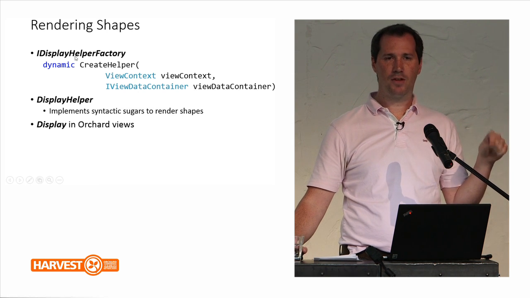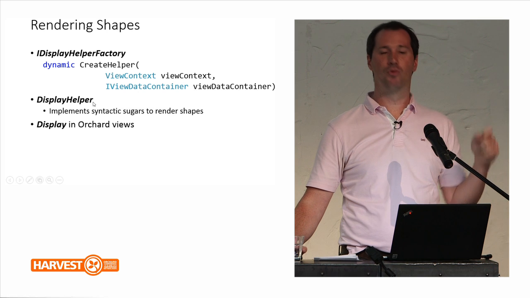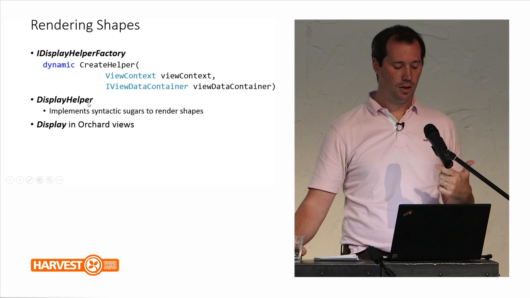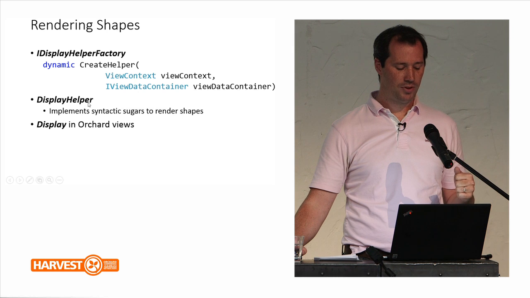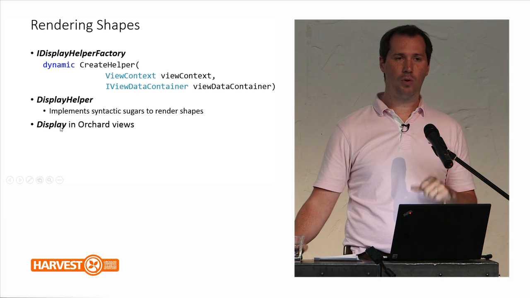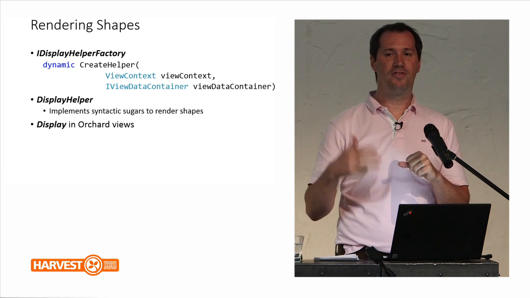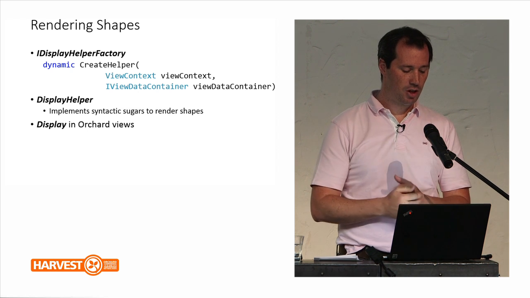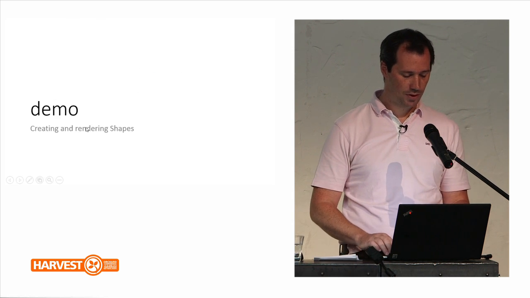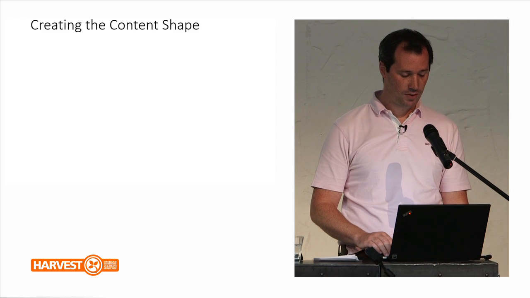So you saw IShapeFactory. And this one, the display helper, is an object to render shapes. So we saw how to create them, and to render, it's a display helper instance. And this display helper instance is in views called Display. That's why we say display something. It will have the logic to find the templates for a shape and render it in HTML. This one also has some syntactic sugar that we will see. It's also a dynamic object because we intercept the method calls and do specific things.